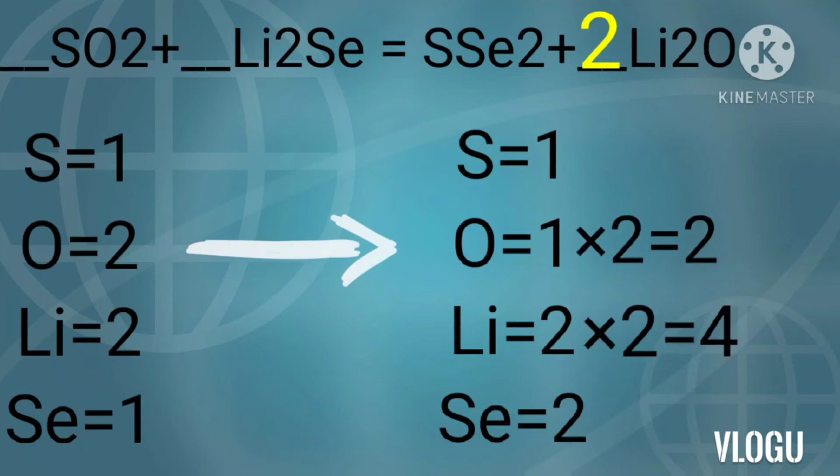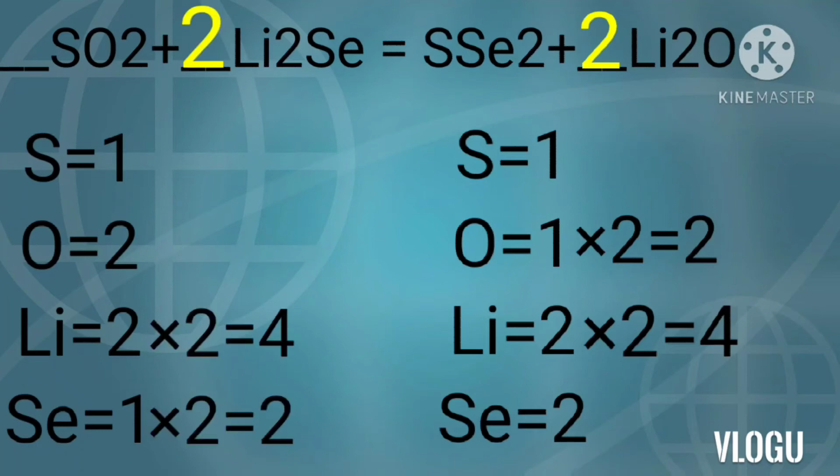To make our oxygen equal, which has 2 and 1, on the right we have to put 2 before the lithium oxide. Then multiply oxygen 1 times 2 equals 2. And because oxygen is together with lithium, having 2, let's multiply lithium 2 times 2 equals 4. Then fix the left side to make lithium and selenium equal. Put 2 before the lithium selenide and multiply lithium 2 times 2 equals 4, and selenium 1 times 2 equals 2. Now we got 1242 on the left and 1242 on the right, which means we got the correct answer.